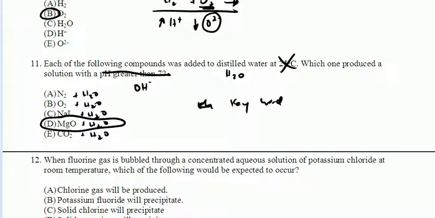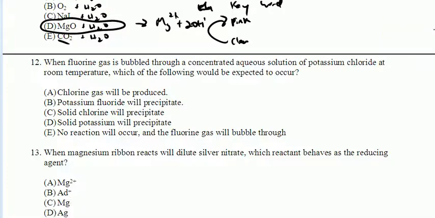Nitrogen plus water is not present, oxygen plus water is not present, a metal with iodine is not present, but metals with oxides are present. Carbon dioxide is not a metal. This would produce Mg2+ plus 2 OH minus, and it would also take phenolphthalein from clear to pink. The more things you write down before you start the problem, the better.